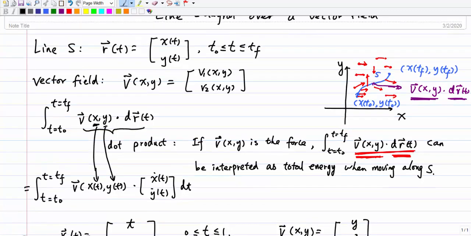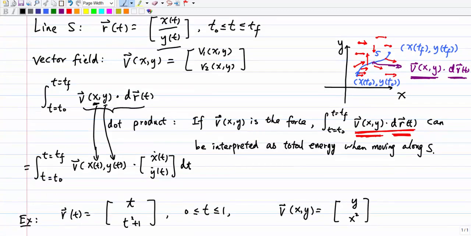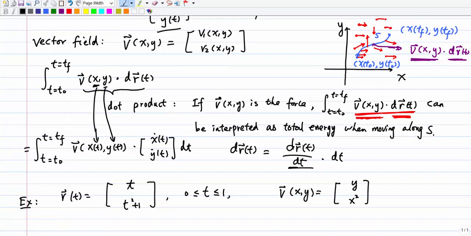Here x(t) and y(t) are defined by the line S. We also write dr_t by x dot t and y dot t. We just compute the derivative, because dr_t is dr_t over dt times dt. This is what comes out. It's just the gradient of my r_t, which is also called a tangent vector.